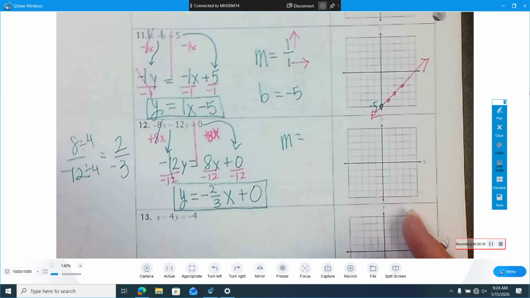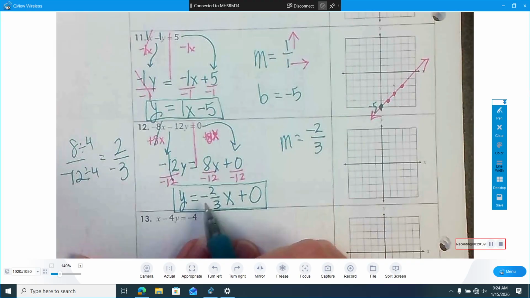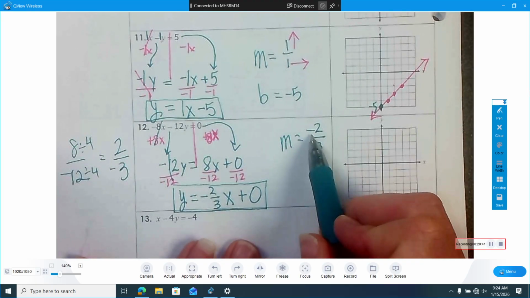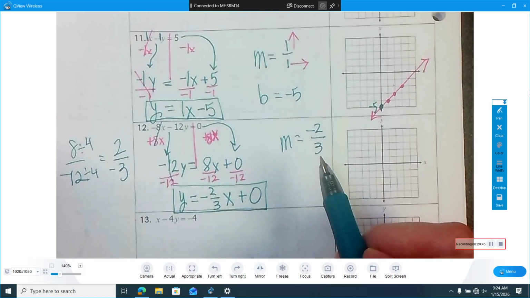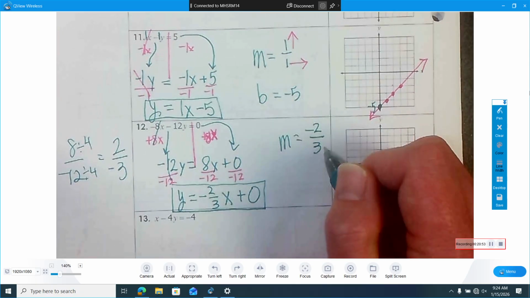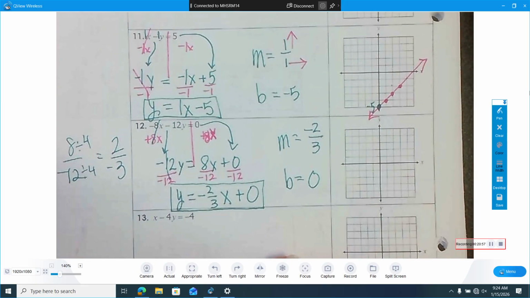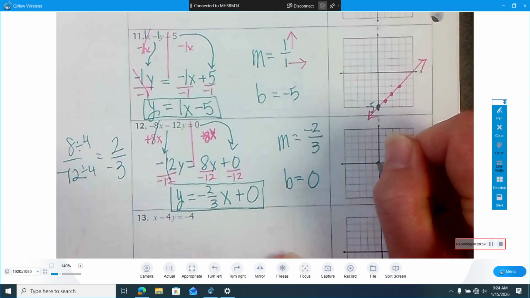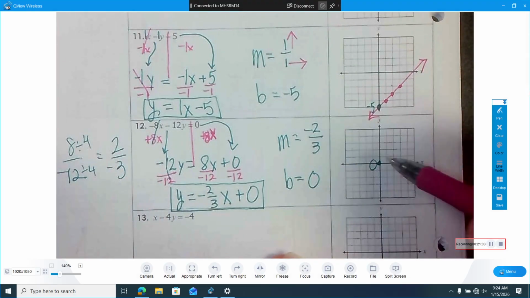What is our slope? Negative 2 over 3. Now you'll notice I put the negative on the top. That top number is the rise. So our rise is going to go up, or it could go down. If it's positive, we go up. If it's negative, we're going to go down. The bottom number is always to the right, and our b in this case is 0. So we're going to begin at 0 on the y-axis, and what am I going to do for my slope?